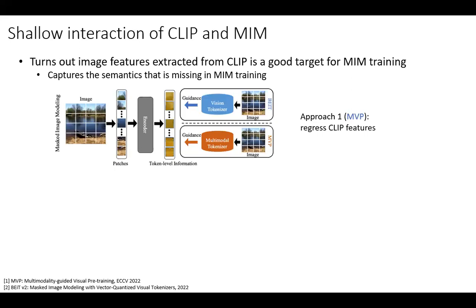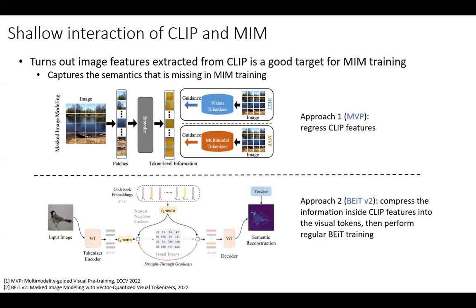This is one approach. It's the MVP paper, ECCV last year. For the model that you are going to learn, they directly regress to the CLIP feature. And then in the V2 paper, instead of directly trying to regress the CLIP feature, the authors use another idea, but basically it's similar. You are trying to compress your CLIP information into your visual tokenizer. And after you get this new visual tokenizer, you can do the BEiT training as usual. So basically it's another way of using CLIP features in your model training.